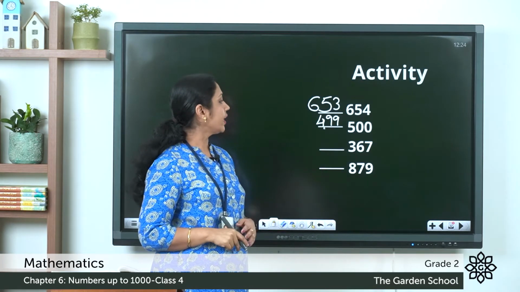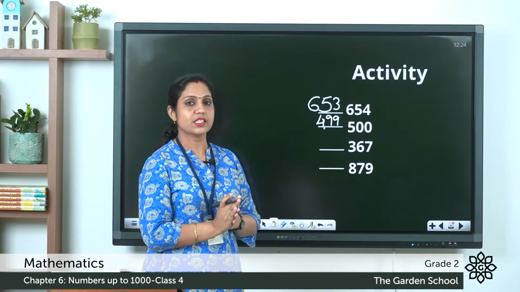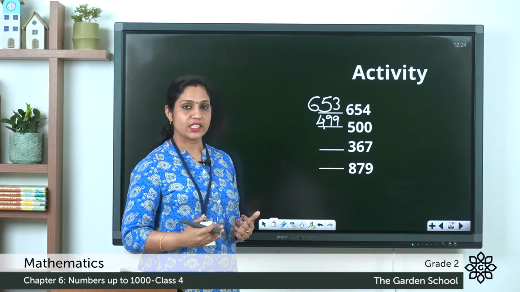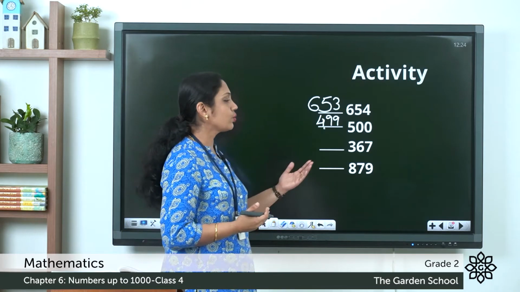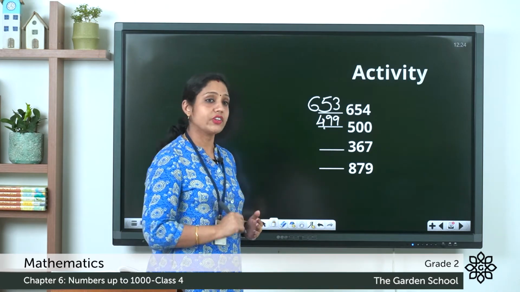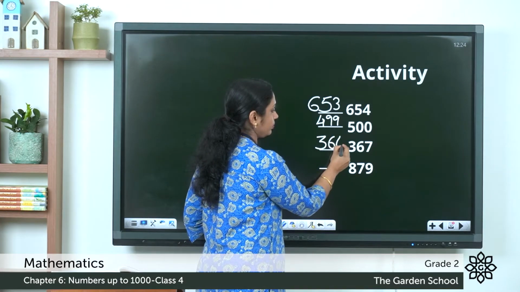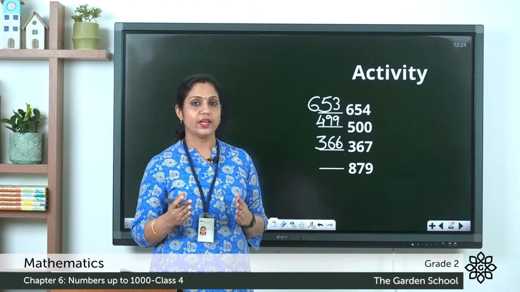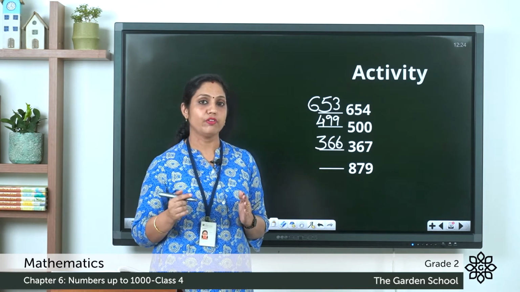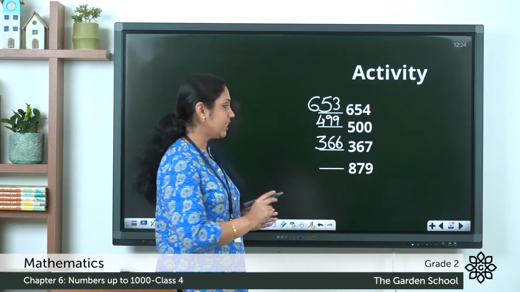Next we have 367. So which number comes before 367? Let's count 365, 366, 367. So which number has to come? It is 366. The last question is 879. So which number has to come before 879? It is 878.